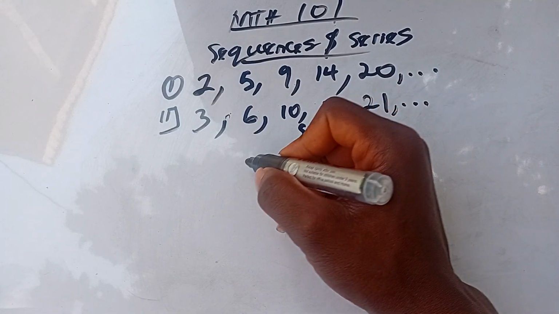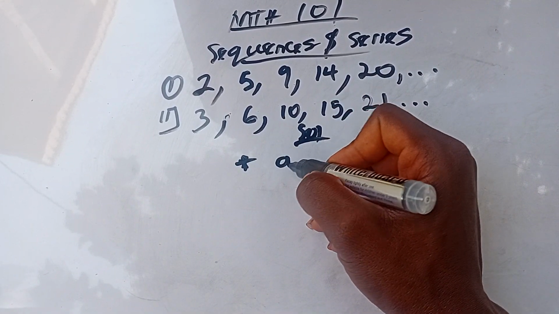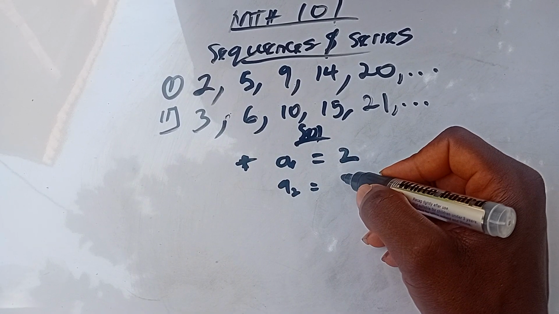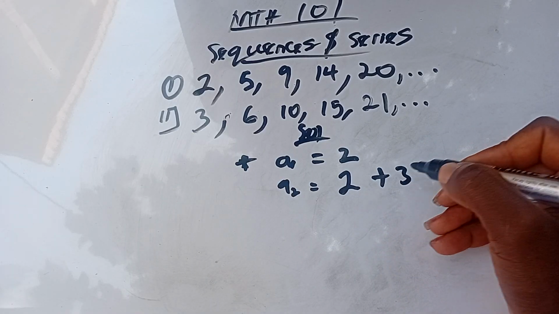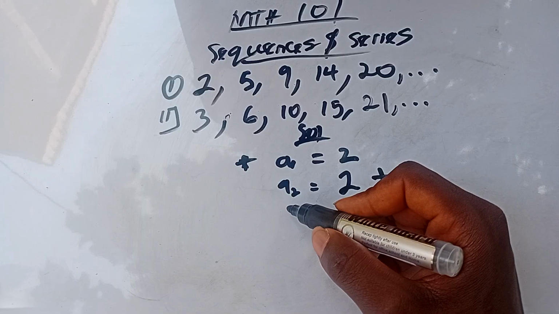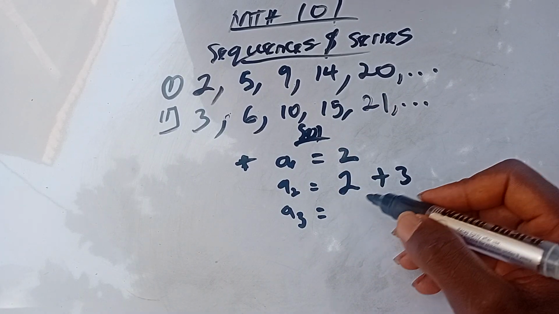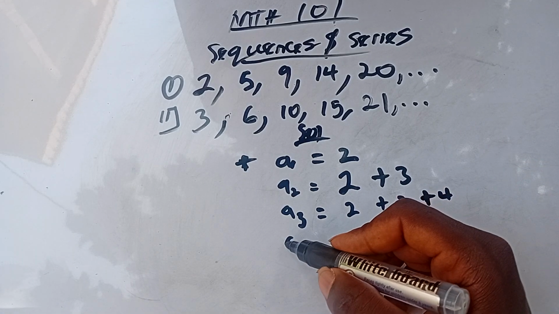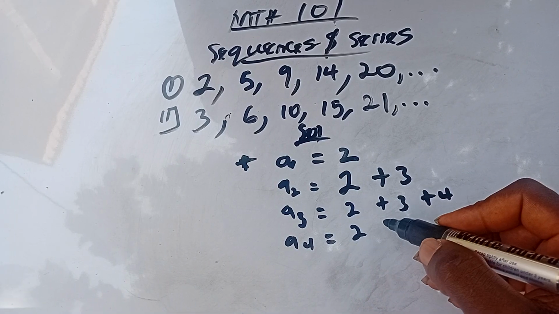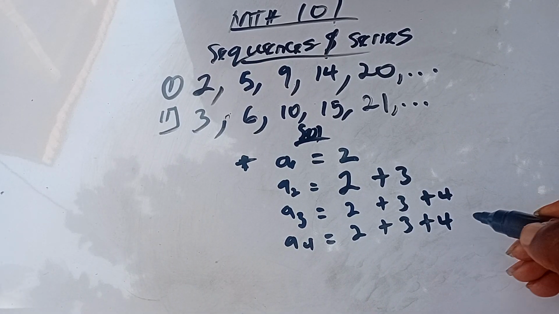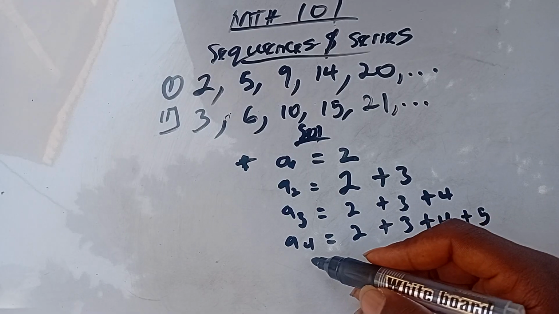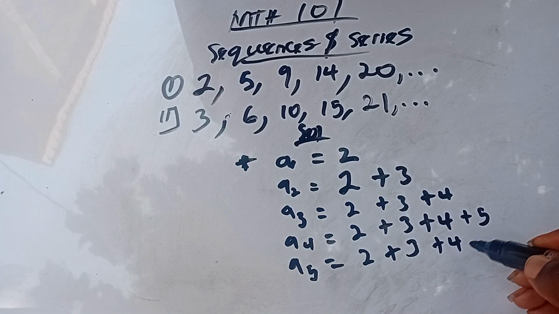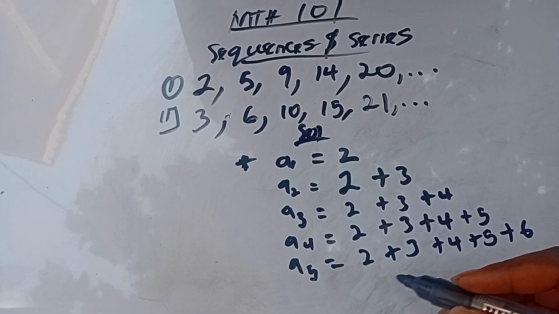Solution, question 1. What's our A1? Our first term equals 2, right? Our second term equals 5, which you can write as 2 plus 3. You have to break it down by writing the initial one first. Our A3 is 9. First write the 2, 2 plus 3. What do you have left to make it 9? 4. Our A4 equals 14, which is 2 plus 3 plus 4 plus 5. Our A5 equals 20. That's 2 plus 3 plus 4 plus 5 plus 6, right?